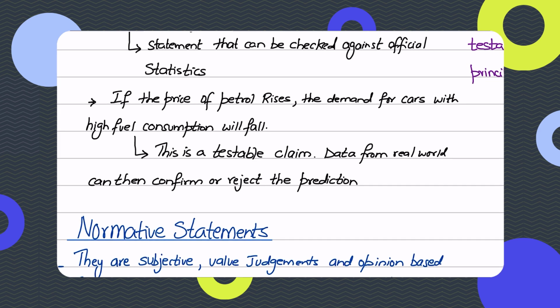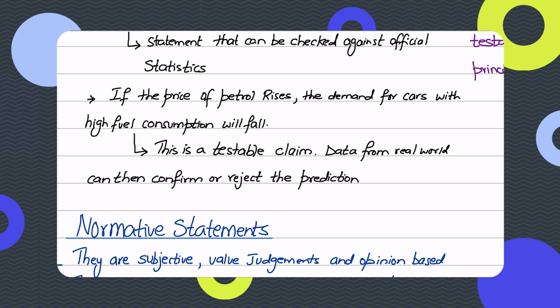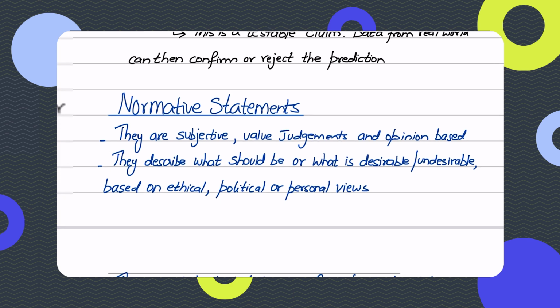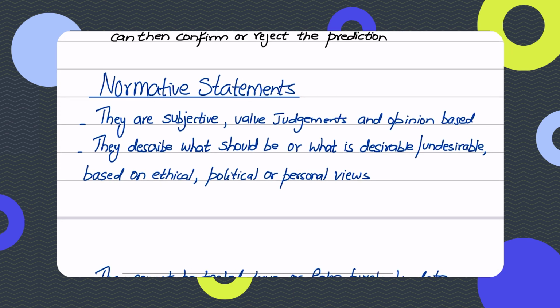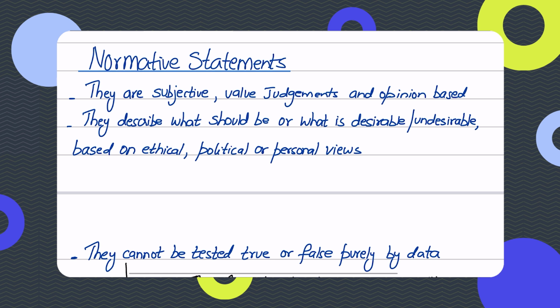So a factual statement doesn't necessarily mean that it's a statement that is true. Factual means it is testable. On the other hand, economists classify another category of statements, which are normative statements. Positive statements are objective statements, but the opposite of objective is subjective, and normative statements are subjective.